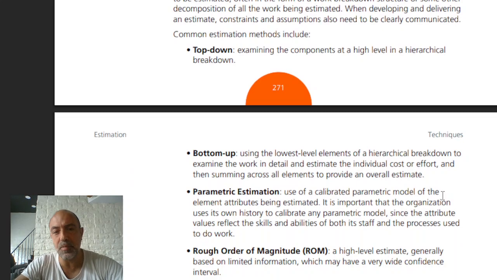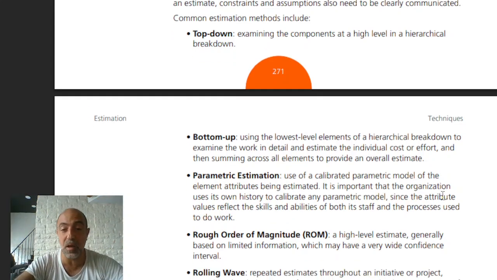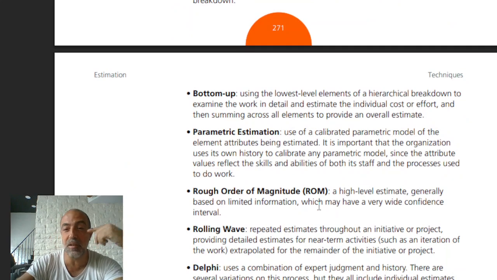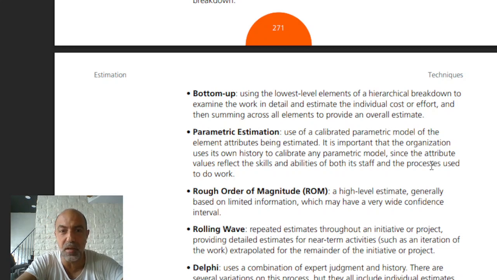Common estimation methods include top-down, examining the components at a high level in the hierarchy and breakdown. Top-down, start from the end result and then go down into the detail. Bottom-up is using the lowest level elements of a hierarchical breakdown to examine the work in detail and estimate the individual cost or effort, then summing across all elements to provide an overall estimate. A bottom-up approach is a lot more small. I feel a bottom-up approach allows us to see from a different angle, but a top-down approach redirects in order for something to look a certain kind of way.